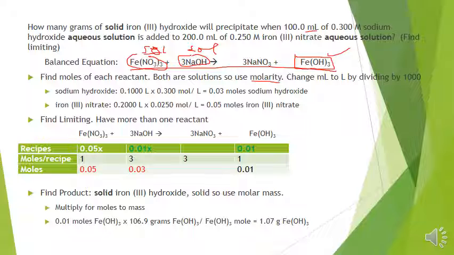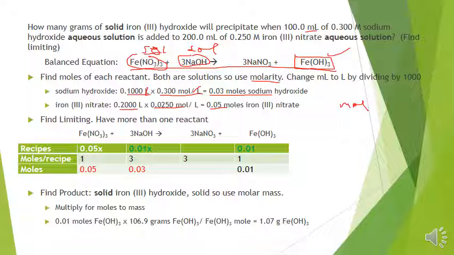First of all, turn the mL into liters by dividing by 1,000. So I have 0.1 liters of sodium hydroxide, and it's 0.3 moles per liter. That's molarity: moles per liter is molarity. If you notice, the liters cancel out, and you end up with moles of sodium hydroxide. The iron nitrate is also a solution, so you can use molarity again. Here's the volume times the molarity, and it'll give you this many moles of iron nitrate.